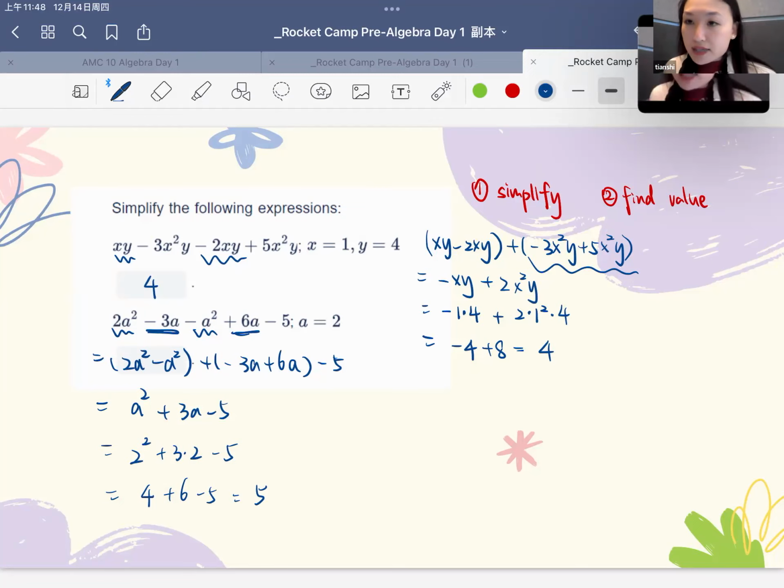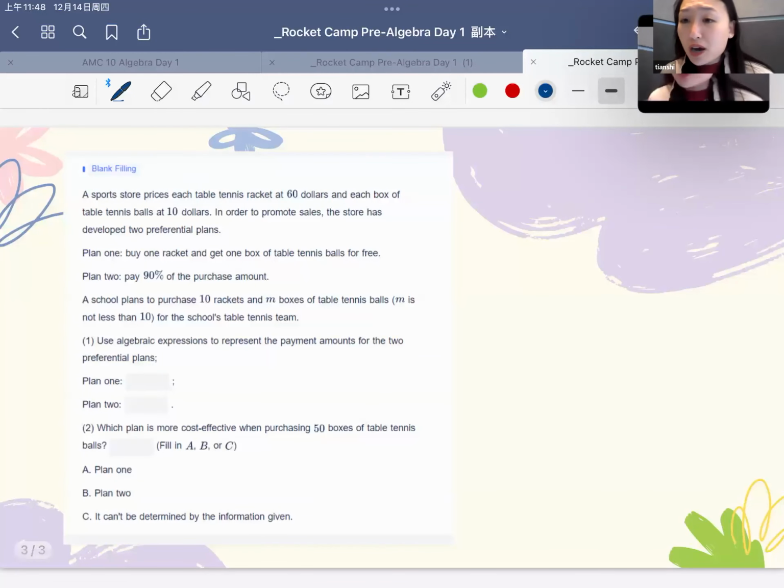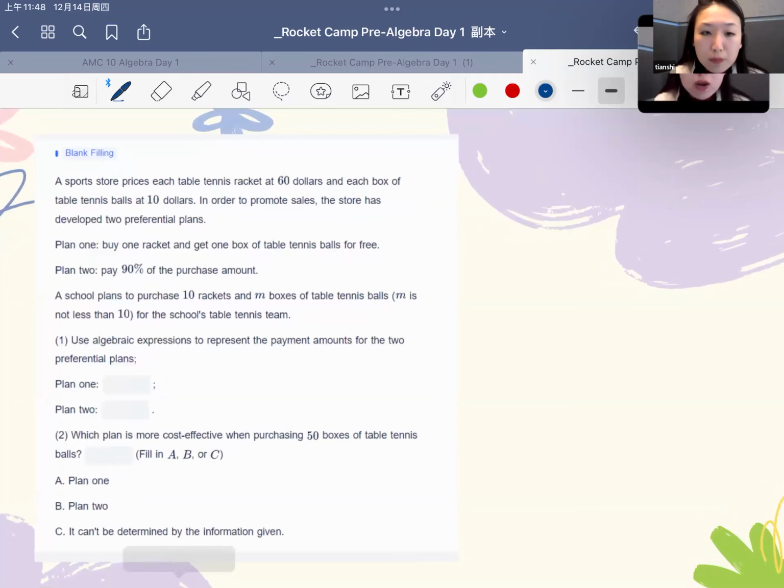Okay, so this is a calculation question, and now we are going to talk about a really long word problem. So let's read this one together. A sports store prices each table tennis racket at $60 and each box of table tennis balls at $10. In order to promote the sales, the store developed two plans. Plan one is to buy one racket and get one box of table tennis balls for free. And the second plan is to just pay 90% of the purchase amount.